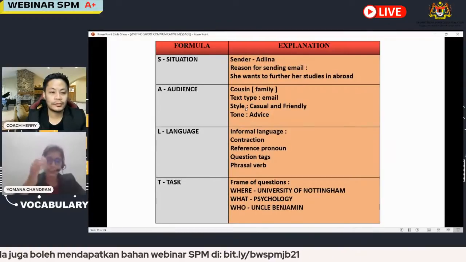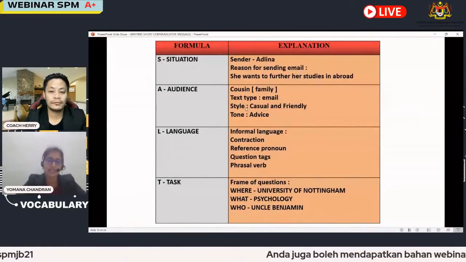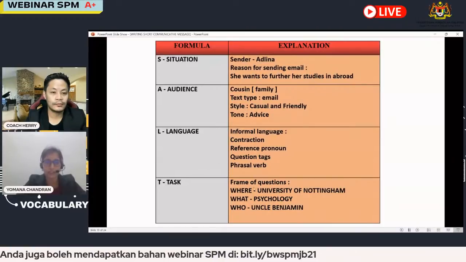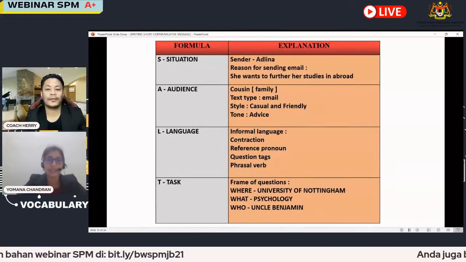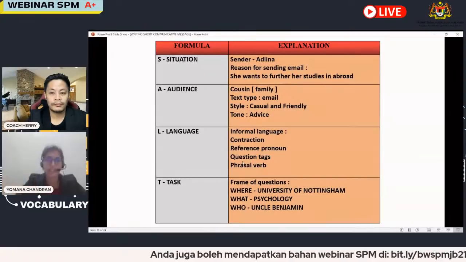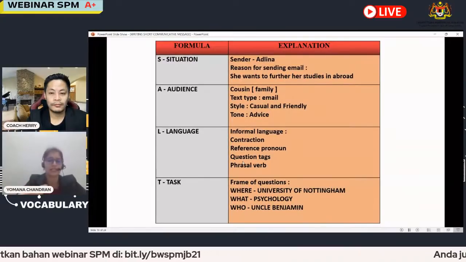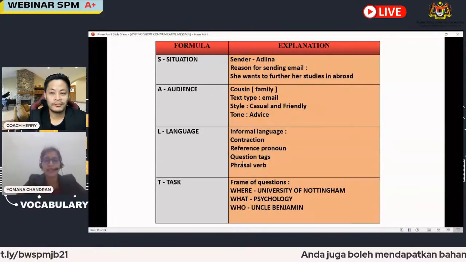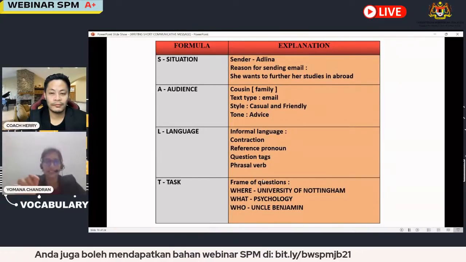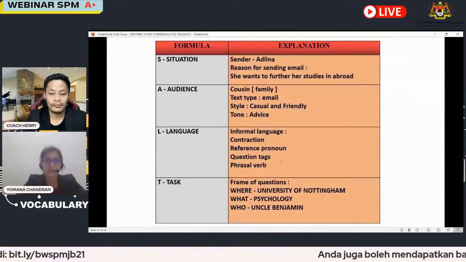Okay, next part, language. There are two types of languages that I mentioned. One is formal, the other one is informal. As this is an email sent to your cousin, you will be using informal language. When we talk about informal language, these are the elements that you may include in writing your response. Number one, contraction. I explained with an example just now. The other one, reference pronoun, meaning instead of repeating the name of your cousin, you may use a reference pronoun to replace it. Number three, question tags. Later I will show you what a question tag is, but this is a grammar element that has been taught to all candidates before. And the other one is phrasal verb.